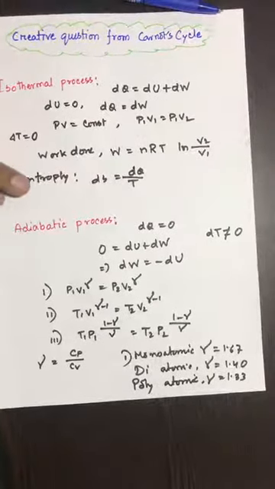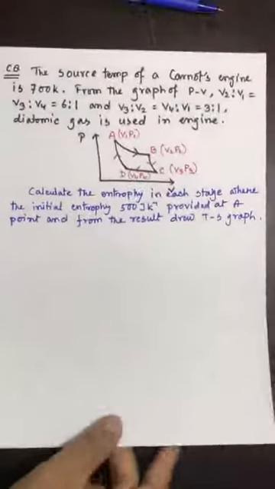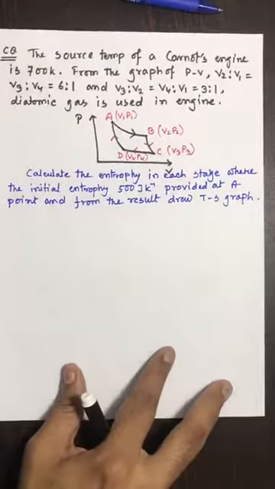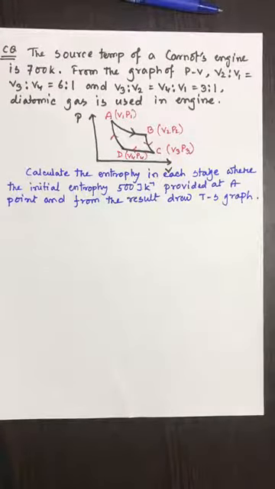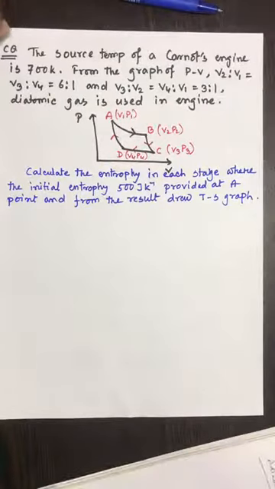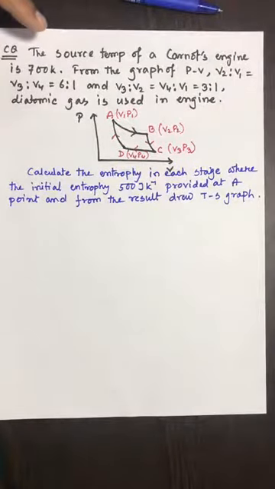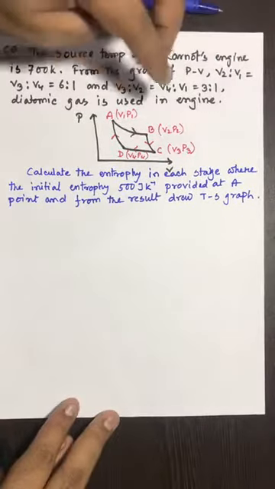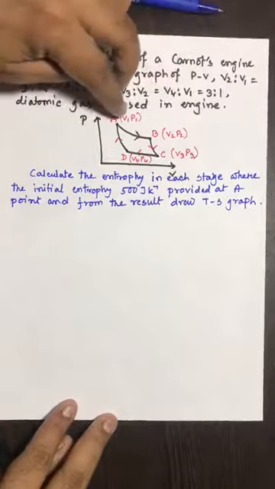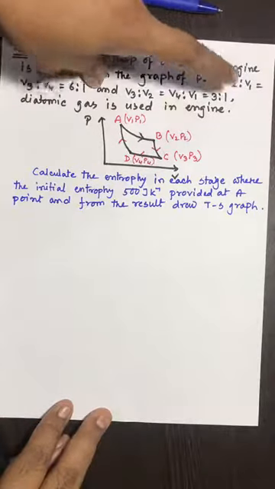Now I do one of the very standard CQs which comes in these sides. Pretty clear? Yes. In this type of maths, the source temperature of a Carnot engine is 700 Kelvin. From the PV graph, V2 is to V1 given as 6 is to 1, and V3 to V2, V4 to V1 is 3 is to 1, with points A (V1, P1), B (V2, P2), C (V3, P3), D (V4, P4).